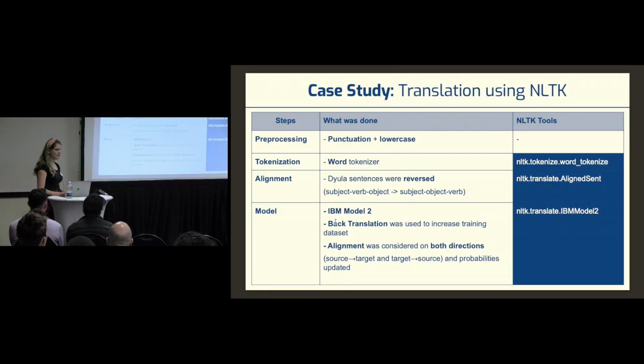To increase our training data set, we used a technique called back translation. Back translation is where you train a model from your target to source, so basically in reverse. And then you utilize that model to increase your training data set for further training. The last thing we also did was look at the alignment in both directions. So we looked at alignment not only from source to target, but also from target to source. And then we updated the probabilities accordingly, with the hope that if it aligns in both directions, it is most likely that word.